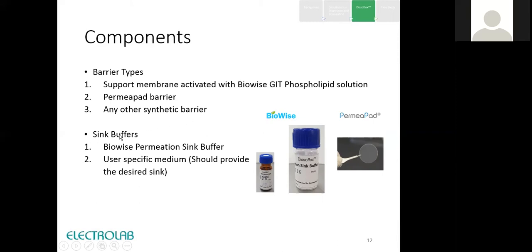In the case of sink buffers which are to be added in the permeation chamber, either the BioWise permeation sink buffer can be used or any user specific medium which provides the desired or necessary sink conditions to attract the API from the dissolution side to the permeation side can be used. So now let us see a short video on assembling the Dissoflux compartments and starting the Dissoflux experiment.